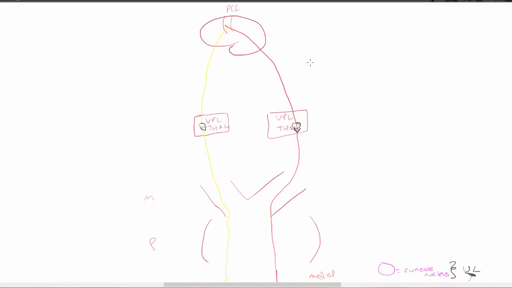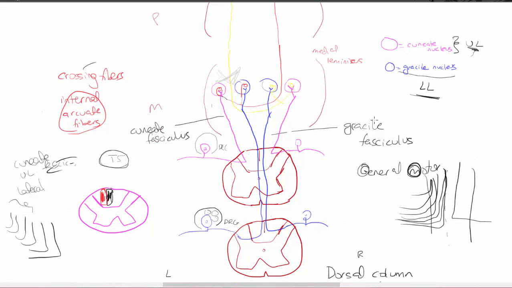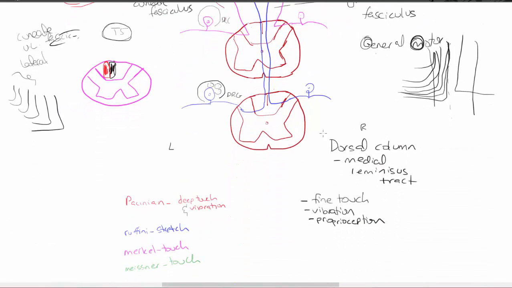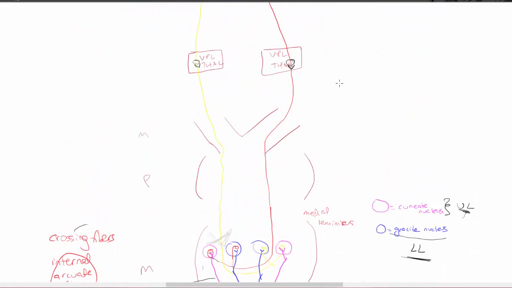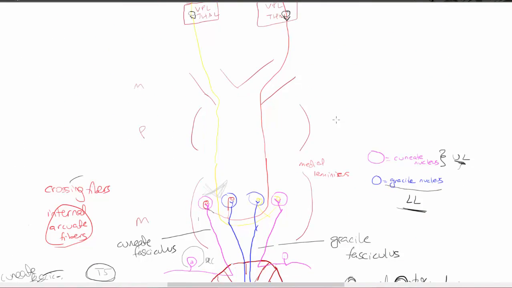gyrus. So you have a central sulcus, the next gyri this way is your post-central gyrus, and this is involved with sensation. So this is the primary sensory cortex, and as this is a dorsal column tract, is a sensory one because it's involved with these sensations, it will go into the post-central gyrus, just like your spinal thalamic tract.